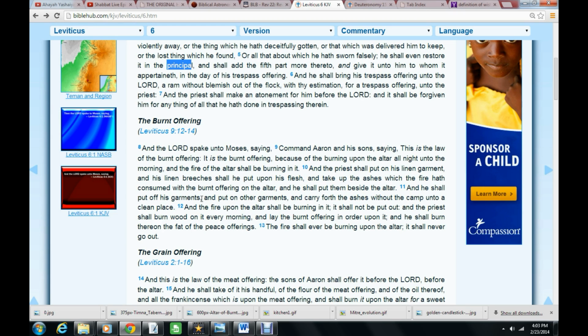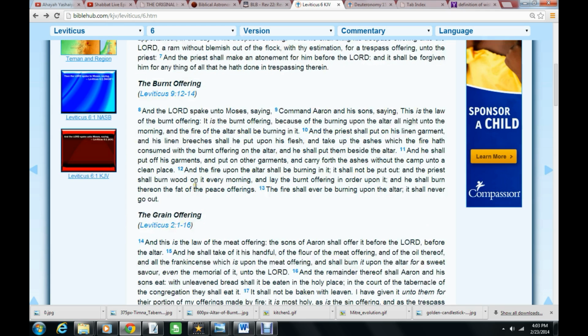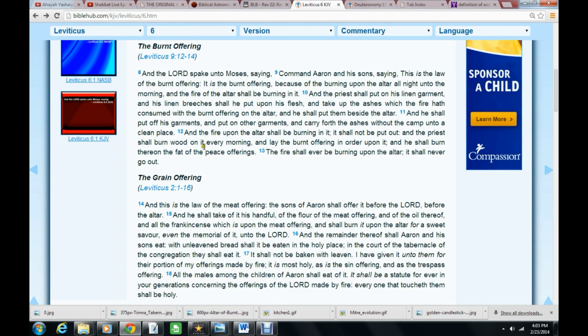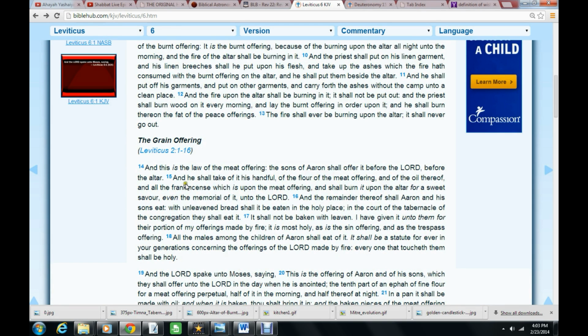So that would be work itself, because it takes a while. So they had to keep the fire on since the night of the last day. So the grain offering. And this is the law of the meat offering. The sons of Aaron shall offer it before the Most High, before the altar. And he shall take of it his handful, of the flour of the meat offering. So the meat offering would be the grain offering.